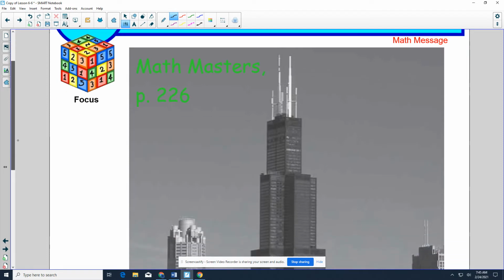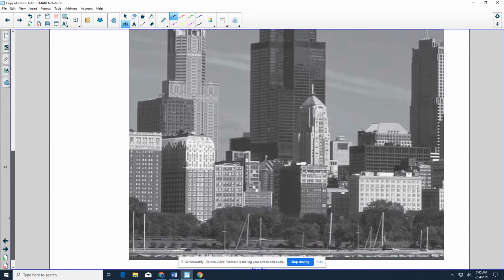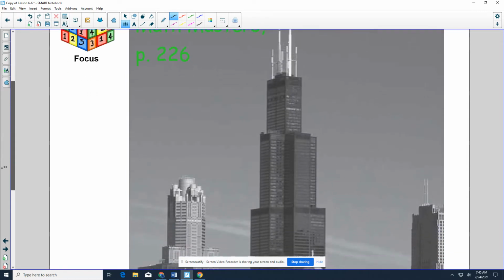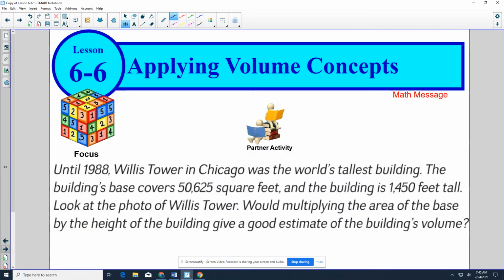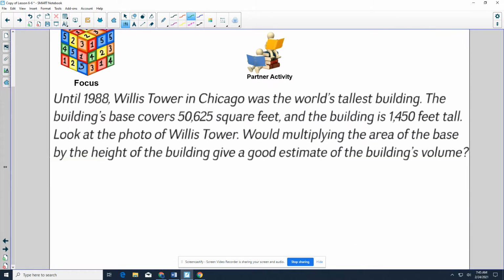Now, you do not have the Math Masters page if you're at home, but here's a picture of the tower that we're going to be talking about how we can estimate the volume of it today. So again, you can see the picture there. So that's in reference to the tower we will be talking about.